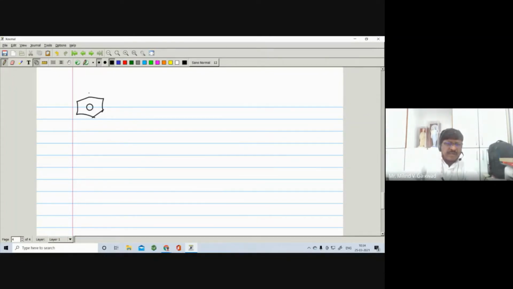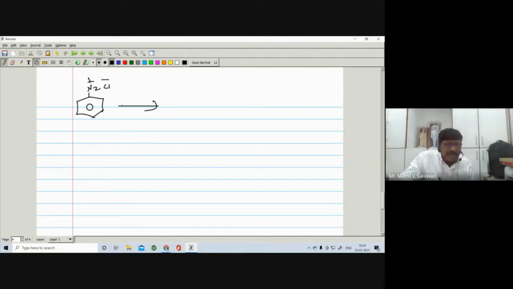Here is the benzene and here is the N2+ Cl-. We can convert any NH2 directly attached to the aromatic nucleus into the benzene diazonium salt by the reaction with NaNO2 and HCl.